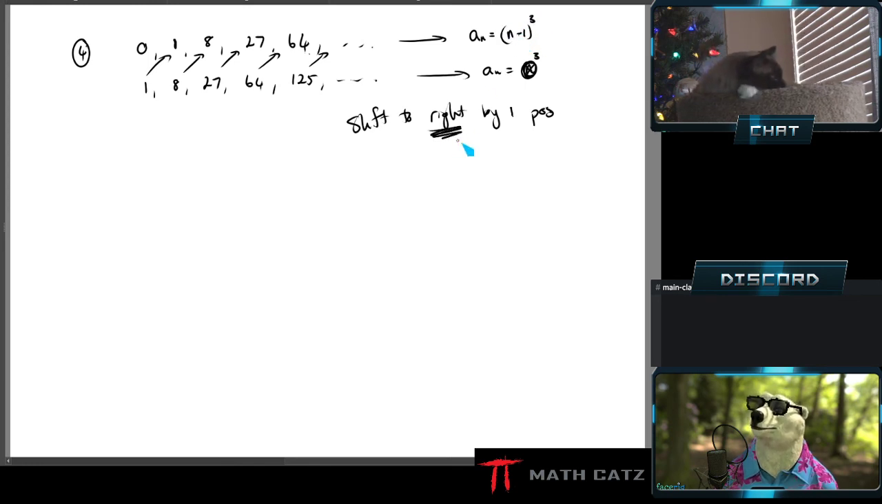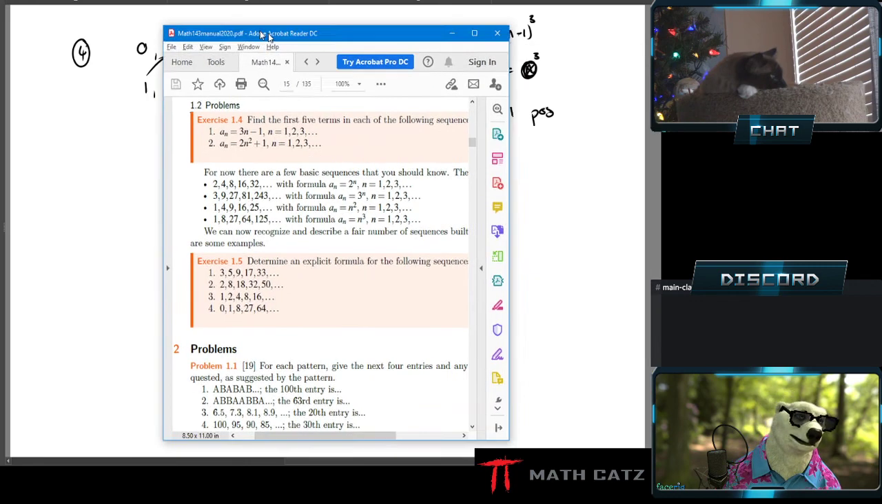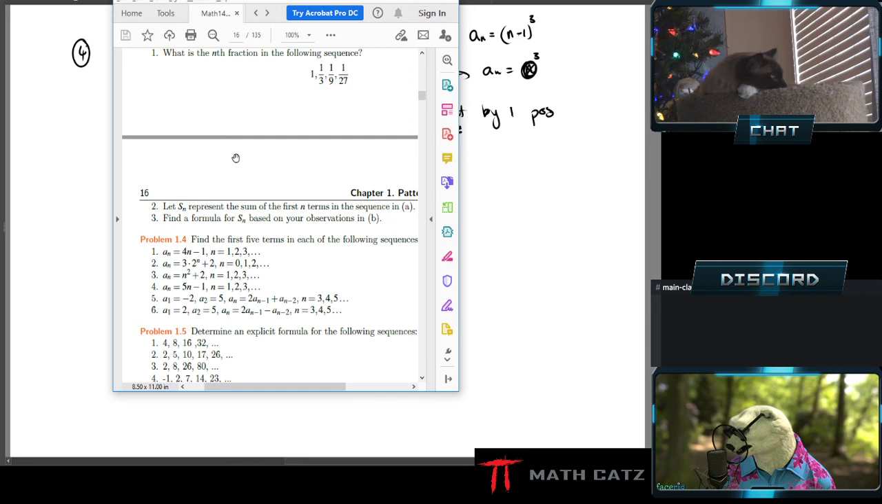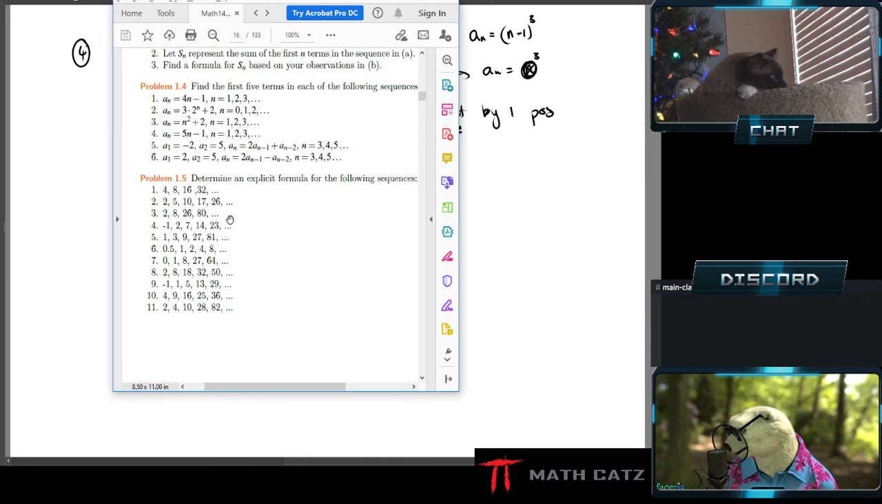Minus corresponds to right, moving it to the right. Number of positions is, of course, that number over there. Now, as you do the problems, I'll show you real quick here, problem 1.5. As you work through all 11 of those, by the end of that, you should be much more comfortable than you may feel right now.